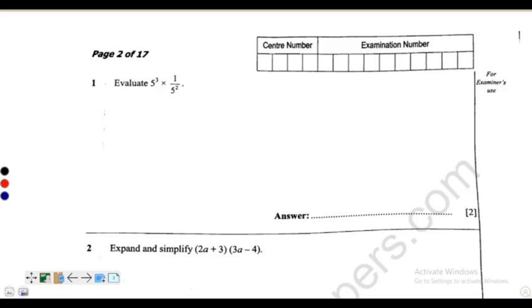Evaluate 5 raised to the power of 3 times 1 over 5 squared. Okay, so the way you can evaluate this one, here you have 5 raised to the power of 3, just multiply it with 1. So 5 raised to the power of 3 times 1, you get 5 raised to the power of 3 over 5 raised to the power of 2.